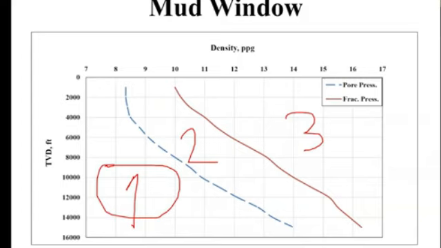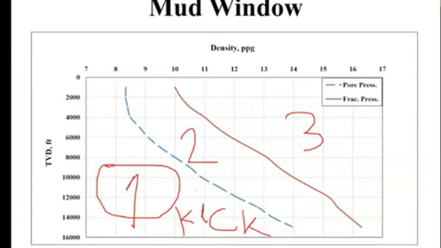In area one, obviously the pressure is below pore pressure. And when the downhole pressure or bottom pressure is below pore pressure, what happens in permeable formations, formation fluid starts entering the wellbore. So if we are in zone one, formation fluid starts entering the wellbore, or we say kick happens.